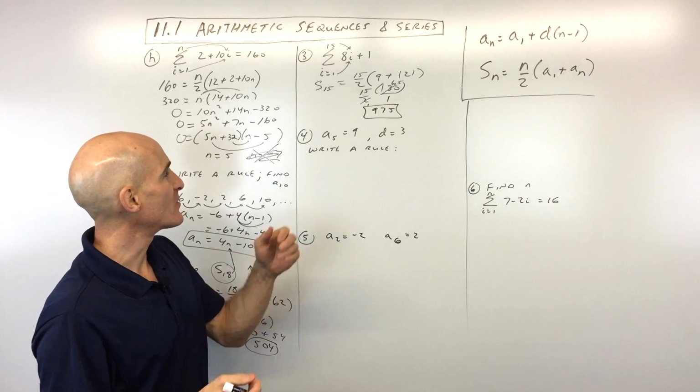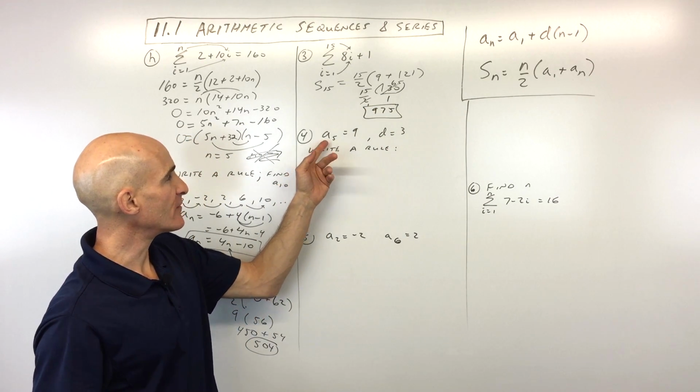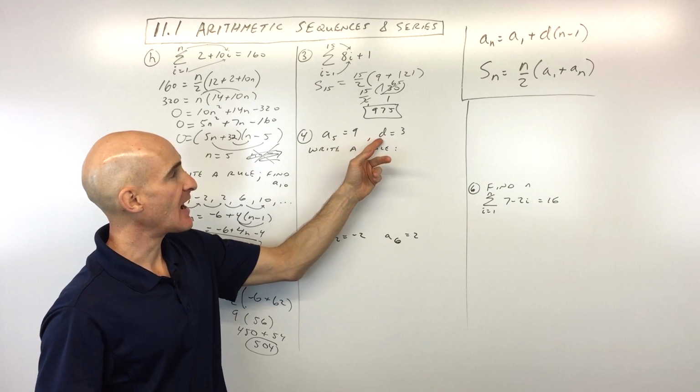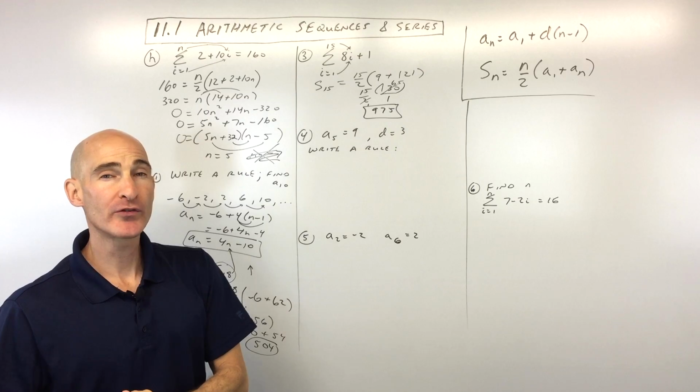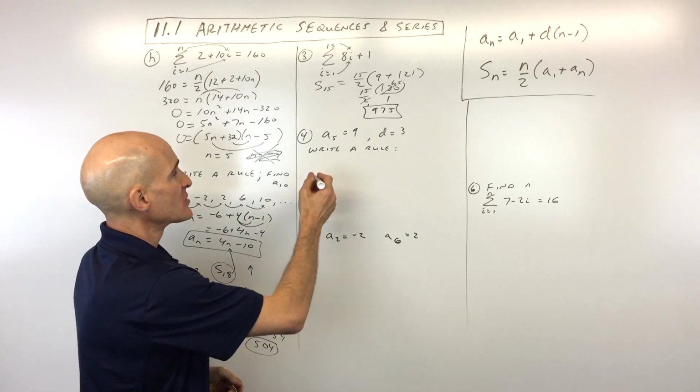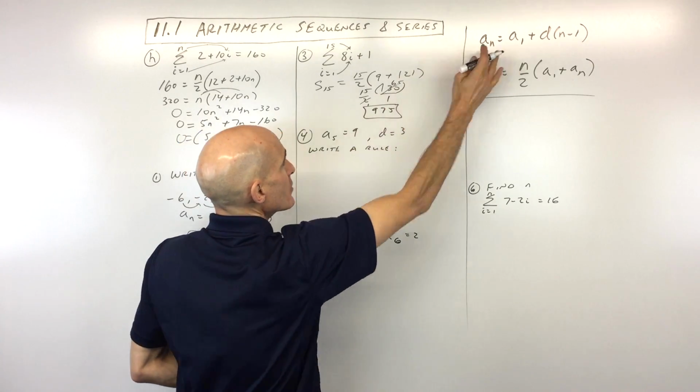Okay, let's go to the next one, number 4. So this one, the fifth term is 9. The common difference is 3. This is an arithmetic sequence. We want to write a rule for any term in that sequence. So what we're going to do is use this formula here.